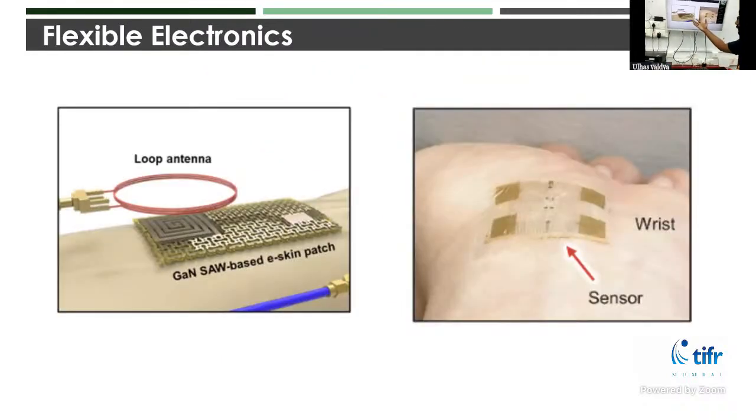So here is a real world example of a single crystal gallium nitride being used to make a sensor to detect pulses in your hands.